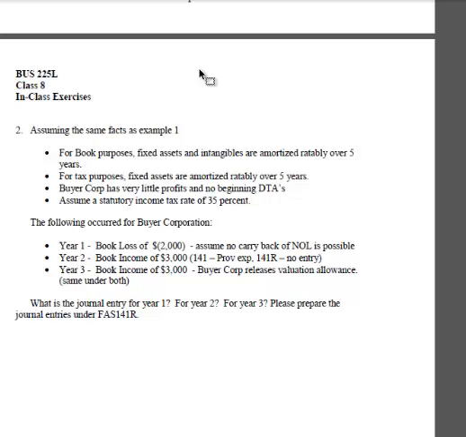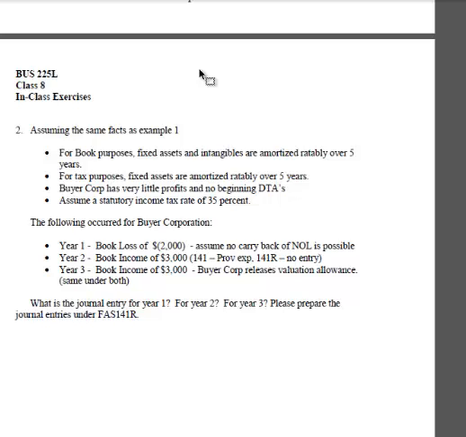So for book purposes, you should assume that fixed assets and intangibles are amortized over 5 years ratably, on a linear basis. For tax purposes, fixed assets are depreciated over 5 years straight line. Buyer has little profits and no beginning DTAs. Tax rate's 35%. And then assume that in years 1, 2, and 3, we have the book loss and profits as shown below. And assume that in those book losses and profits is the depreciation and amortization from the acquired intangibles and acquired fixed assets.